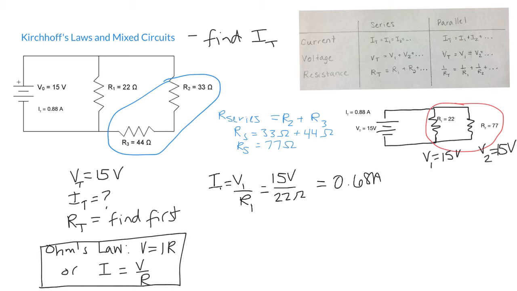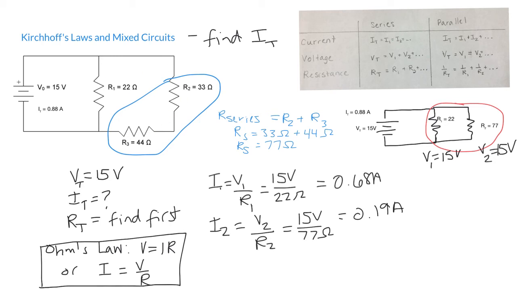For the second circuit, I2 is equal to V2 divided by R2, and that's going to be 15 divided by 77, which gives me 0.19 amperes. And I've almost got back to the original data. So let's write down what we know in our original circuit over here.